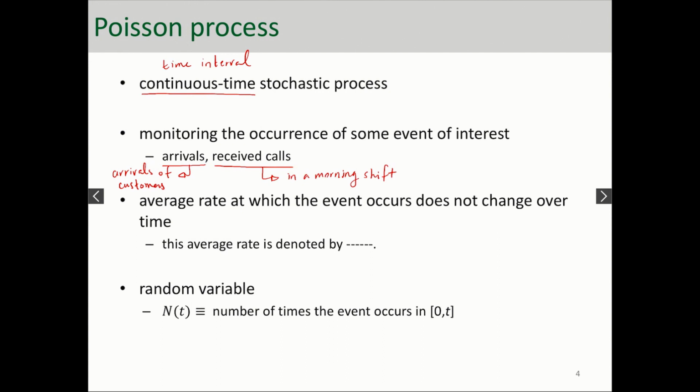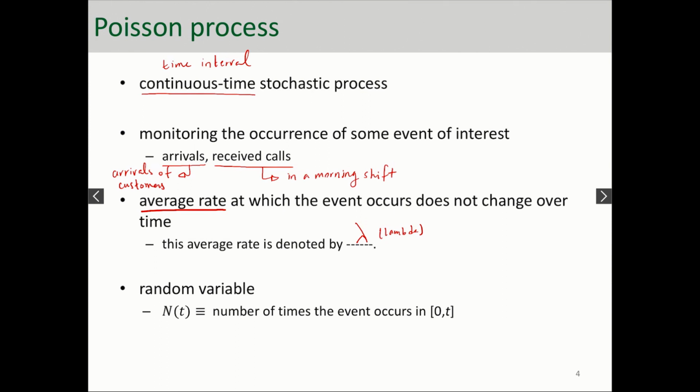A very critical element or parameter of the Poisson process is the average rate. What is the average rate of calls coming into the customer service center in an hour? What is the average rate of arrivals of customers to the store? That average rate is very critical, and it does not change over time. The average rate is denoted by lambda, and lambda is a very critical parameter of the Poisson process.